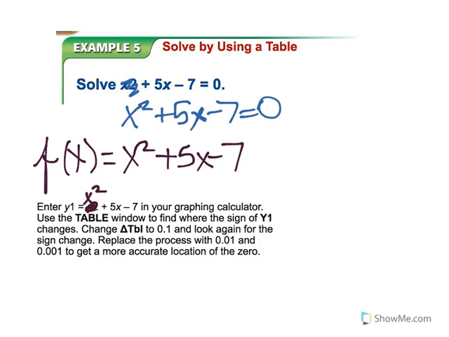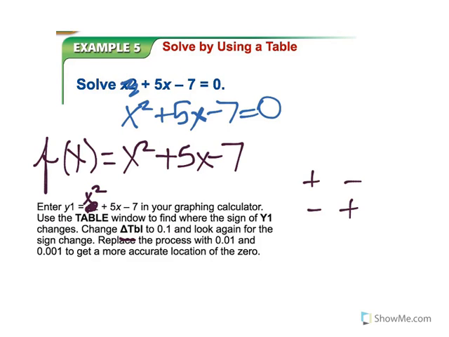Then you're going to go to the table window and find where your function actually changes signs. That means it either goes from positive to negative or negative to positive. You're actually going to change the table. You notice that you have integers on your table. You want to change the table to 0.01 and look again for the sign change. And you keep doing this process until you get a more accurate location of the 0.